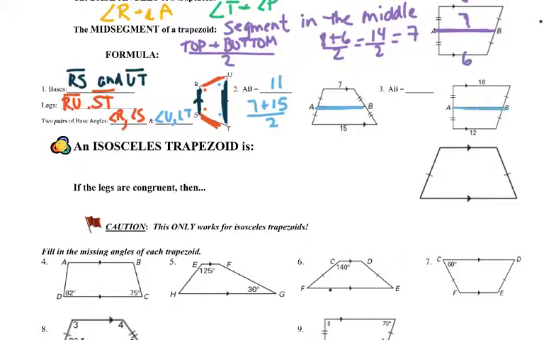Another one with that midline, 16 plus 12 is 28 divided by 2, 14.